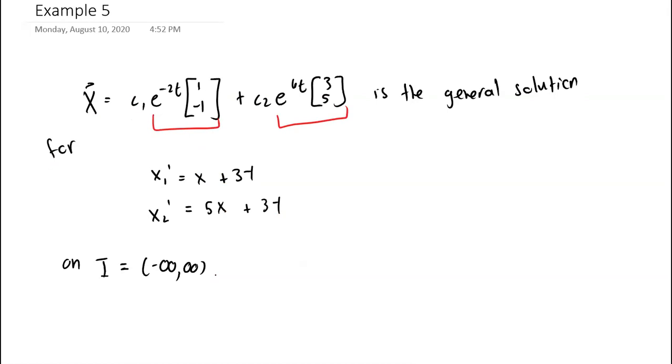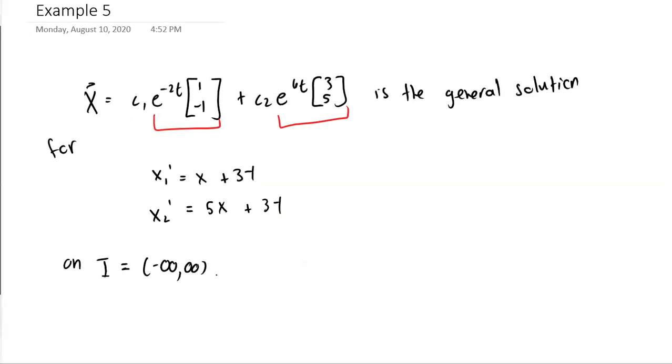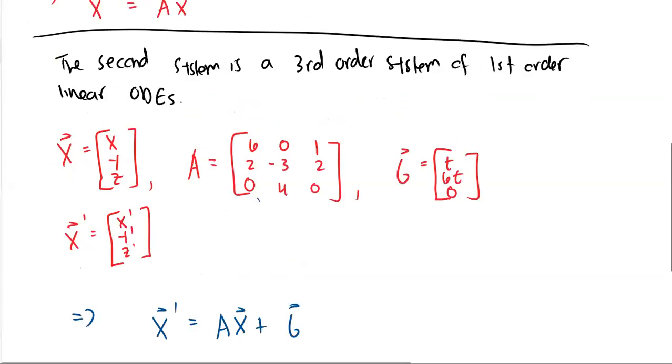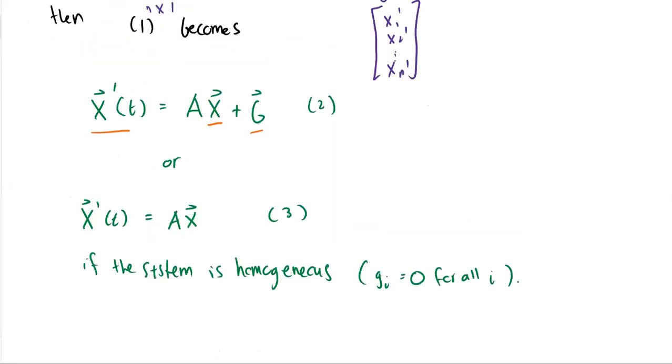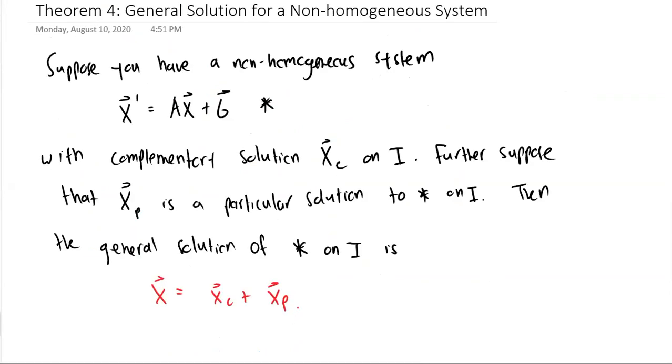What if the system is not homogeneous? What if we have a system that looks like system 2, where we have a vector x and a vector g added? Well, just as it worked out in the non-homogeneous case for one ODE, it's the same thing. All you need is to find the general solution for the homogeneous case, find a particular solution, and add them together, and that's the general solution for the non-homogeneous case. So exactly the same theorem as in chapter 4.